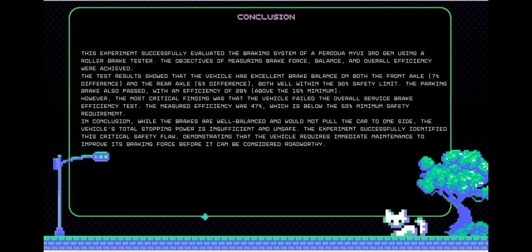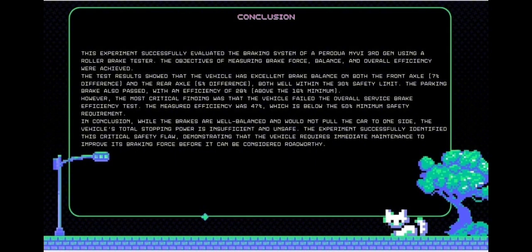This experiment successfully evaluated the braking system of a Prodwa MyV 3rd Gen using a roller brake tester. The objectives of measuring brake force, balance, and overall efficiency were achieved. The test results showed that the vehicle has excellent brake balance on both the front axle and the rear axle, both well within the 30% safety limit. The parking brake also passed with an efficiency of 28%.